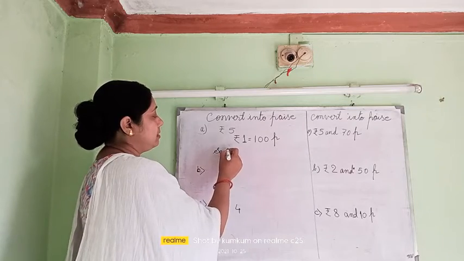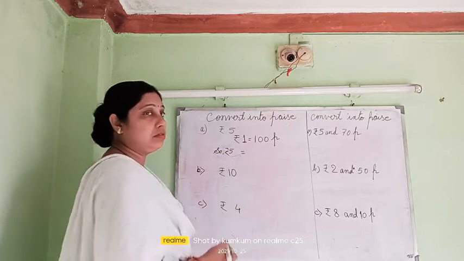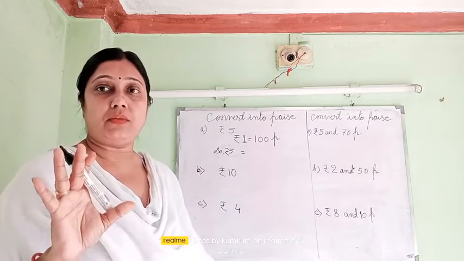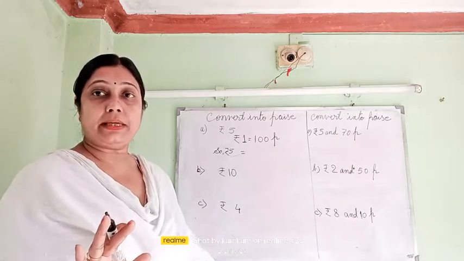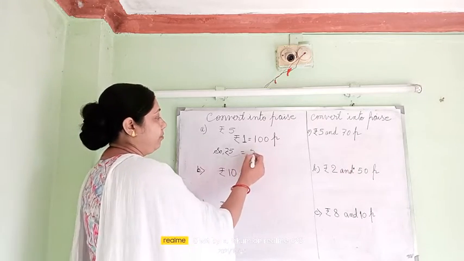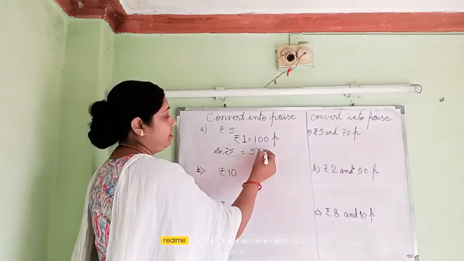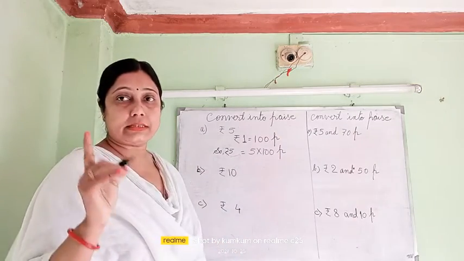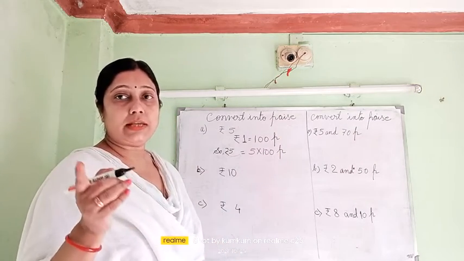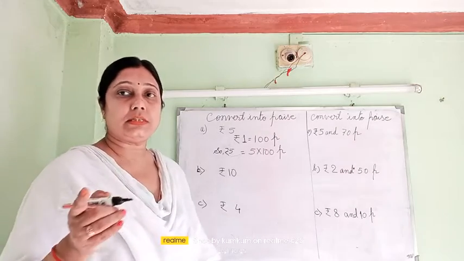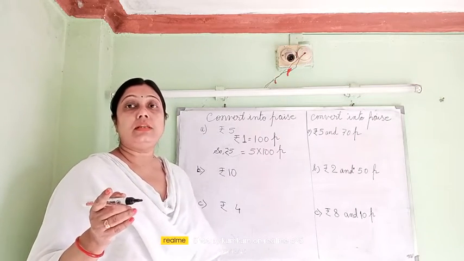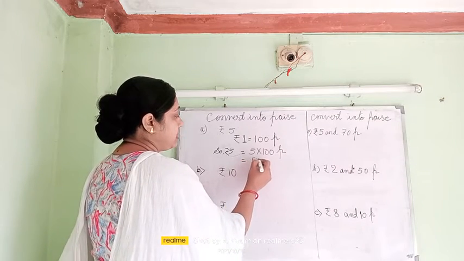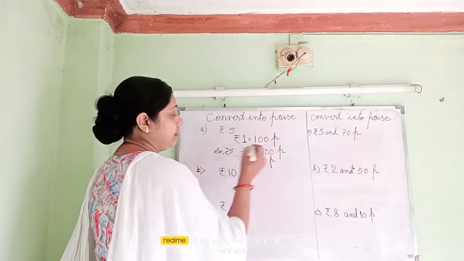So 5 rupees equal to what? We know the value of 1, so we have to take out the value of 5. So we have to do multiplication. So 5 into 100 paisa. See, don't forget to put the paisa symbol or rupee symbol, otherwise you will not get marks, because it is a chapter of money, so the symbols are a must. So 5 into 100 is 500 paise.